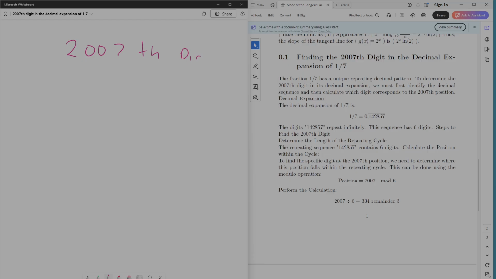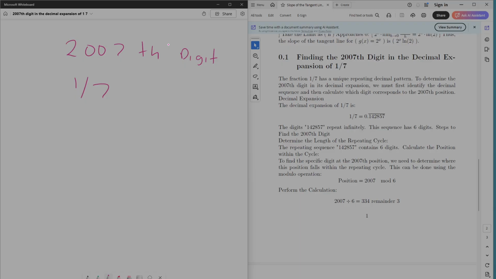1/7. The fraction 1/7 has a unique repeating decimal pattern. So how do we determine the 2007th digit? First we need to determine the decimal sequence in order to find the 2007th digit.